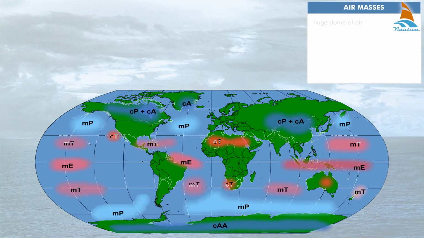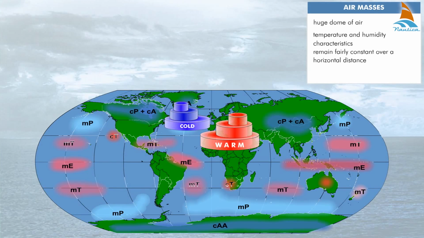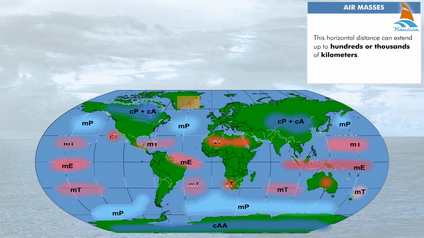An air mass is a huge dome of air whose temperature and humidity characteristics remain fairly constant over a horizontal distance. This horizontal distance can extend up to hundreds or thousands of kilometers.